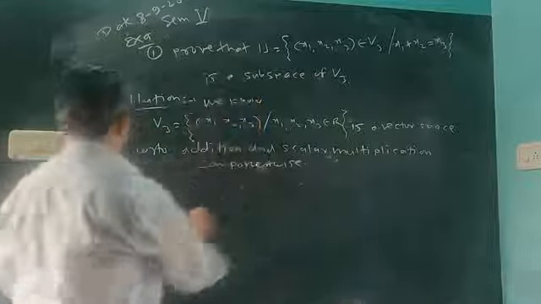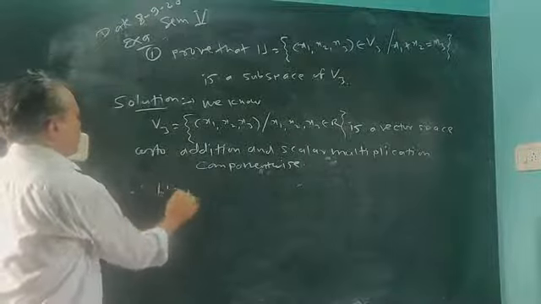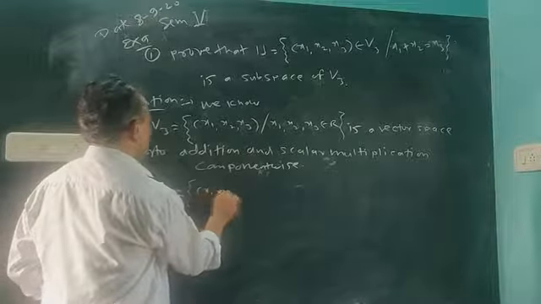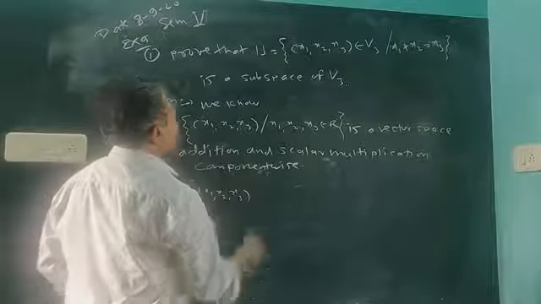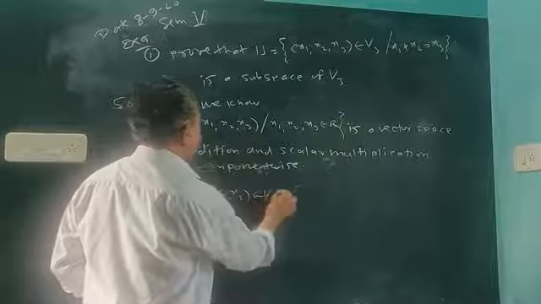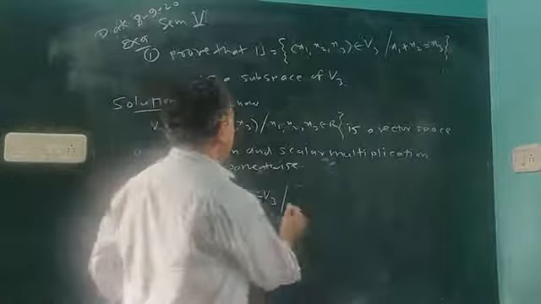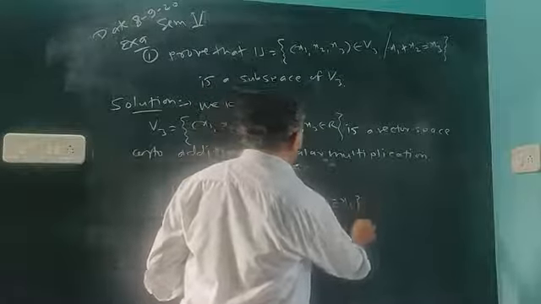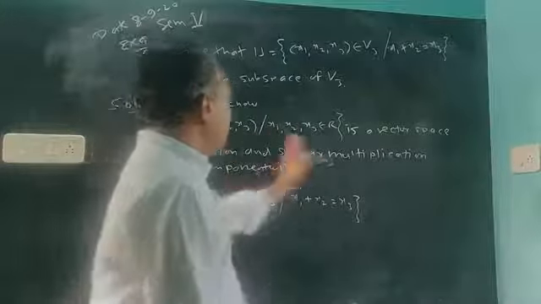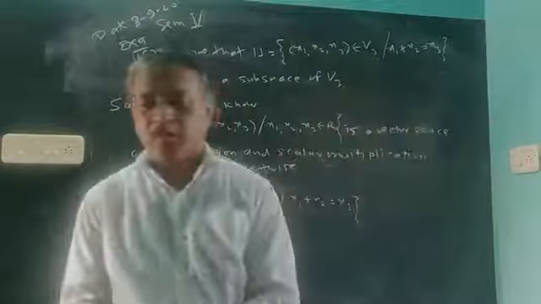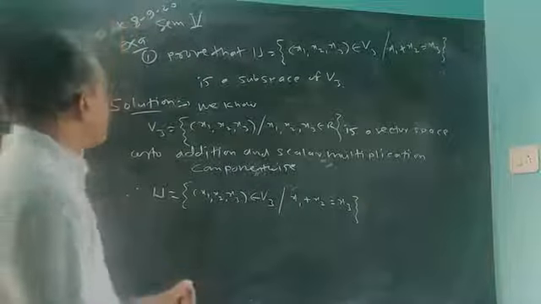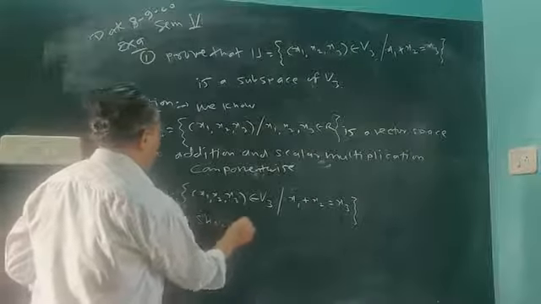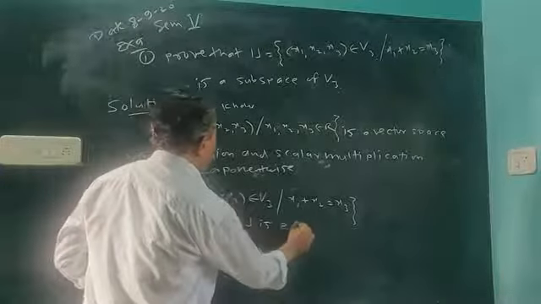Now our set U is defined in this manner: x1, x2, x3, a three-dimensional triple, such that the condition is x1 plus x2 is x3. The addition of the first two will be the third one. That is the condition. Okay. And now show this set is a subspace. Show this U is a subspace.